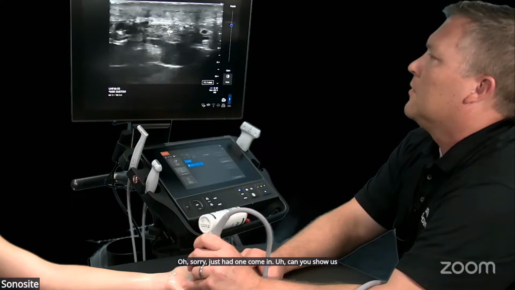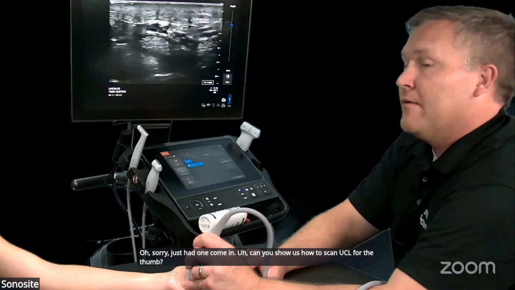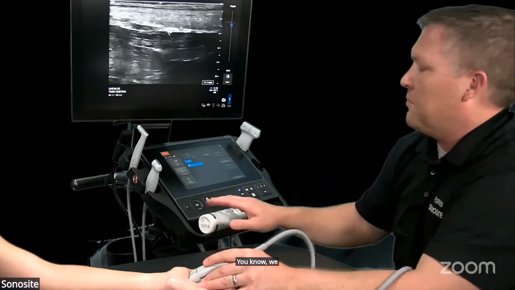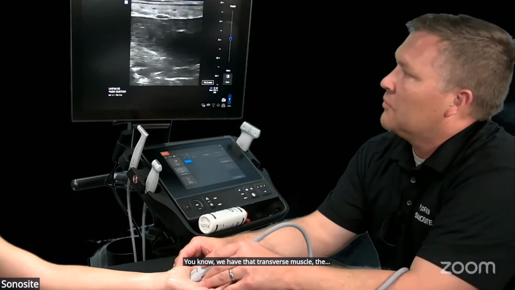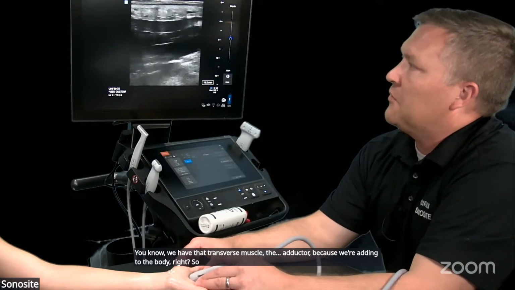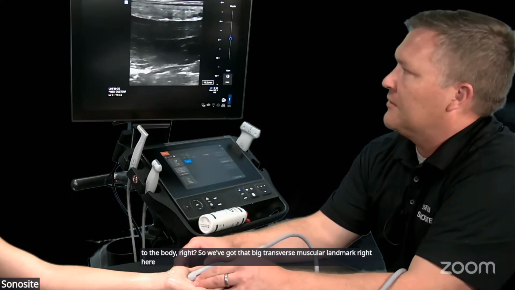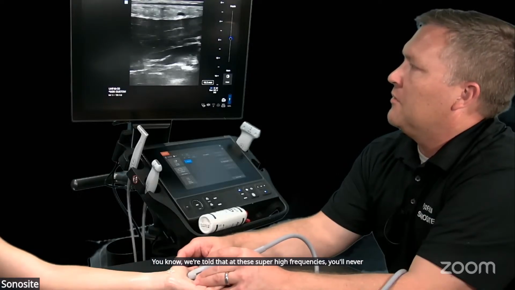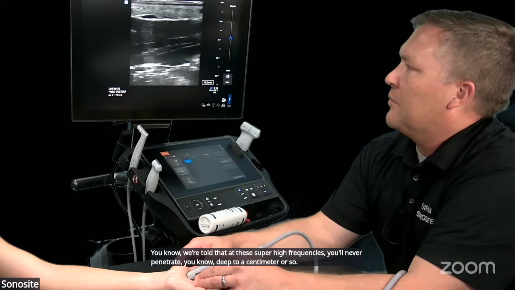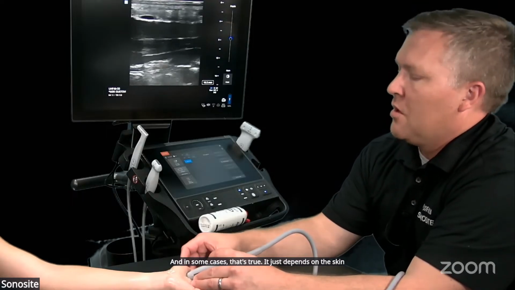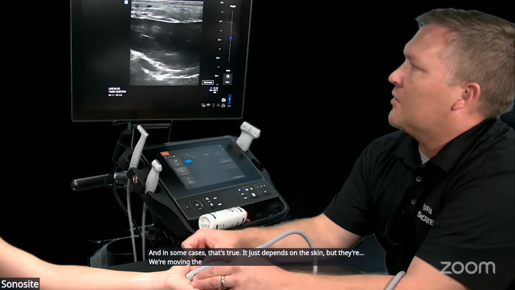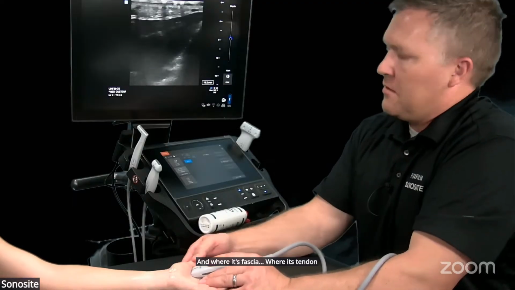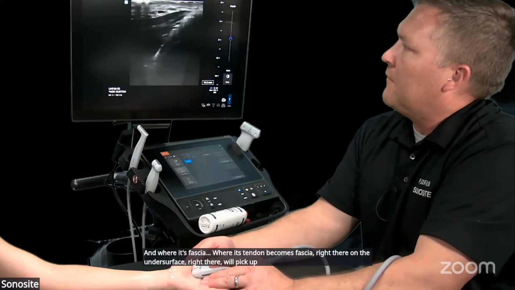Can you show us how to scan the UCL for the thumb? That'll be on the advanced webinar. But to tease it out a little bit, I will say, we have that transverse muscle, the adductor, because we're adding to the body, right? So we got that big transverse muscular landmark right here. And on her hand, we can actually see it still. We're told that at these super high frequencies, you'll never penetrate deeper than a centimeter or so. And in some cases that's true. It just depends on the skin. But we're removing the adductor, and where its tendon becomes fascia, right there on the under surface. We'll pick up where I'm leaving off in the advanced webinar.